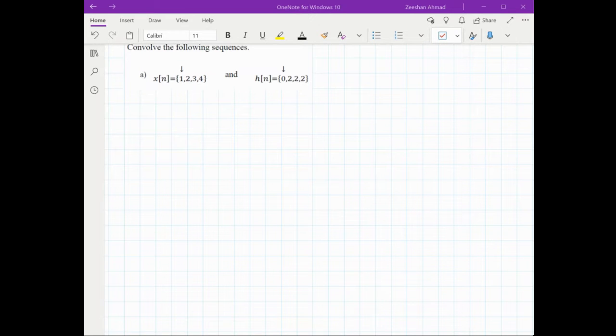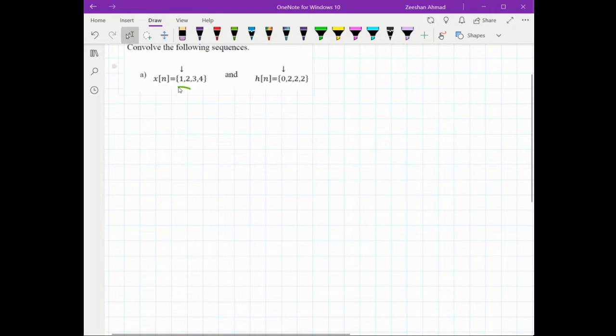Sequences means some functions for the discrete time here. So this is the sequence given to us, this one and this one. We are given two sequences here, and we are interested in convolving them. Just before starting, what exactly the convolution sum is, just a quick discussion here, then I will start solving it, and I will solve using two methods.